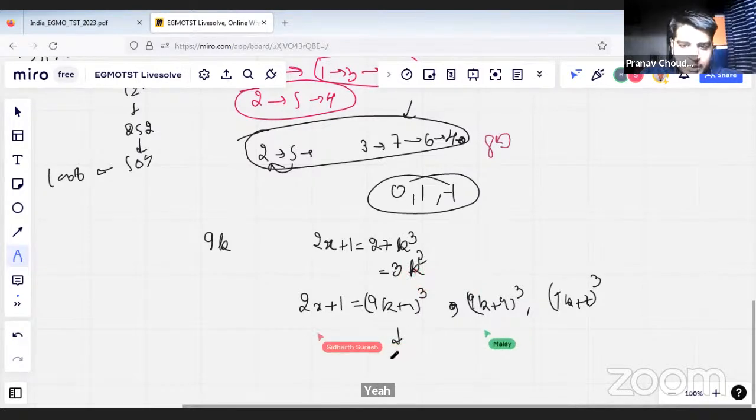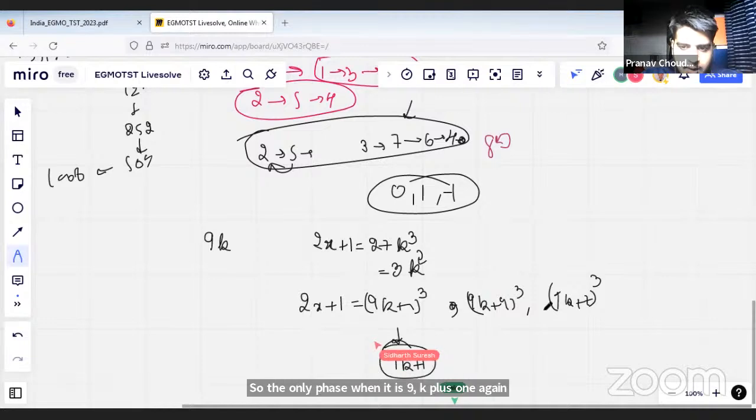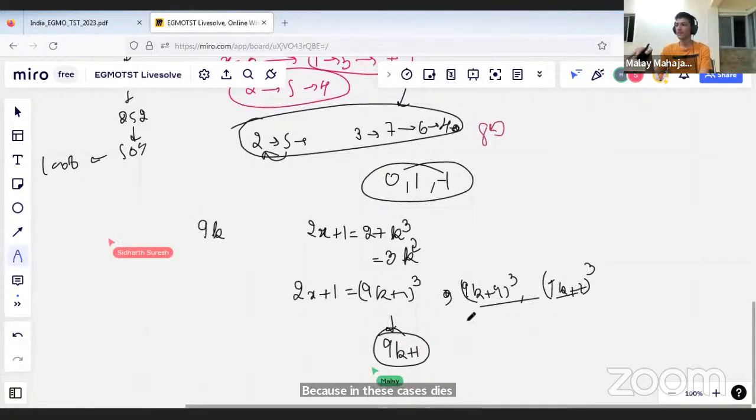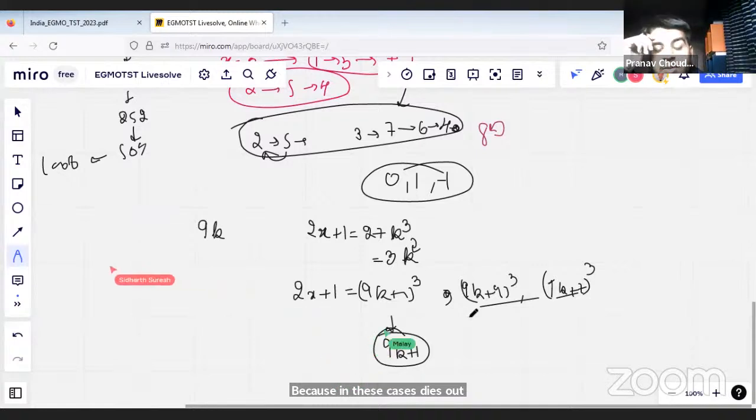So the only issue is when it's 9k plus 1 again, because in these other cases it dies out. But this can happen like, but how do we show this eventually is not possible?